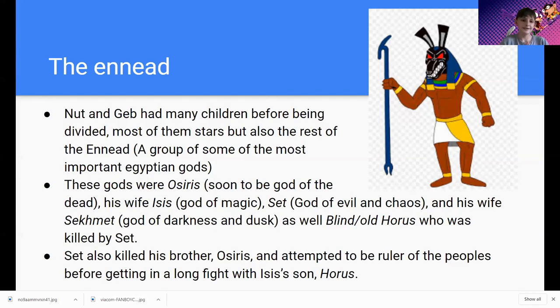Osiris, I'm going to set this up. Get ready for this. Osiris lived on Earth. He was the king of the people. He was the first pharaoh. He taught them how to farm, and he and his wife generally were well regarded. People were big fans. And Set was very jealous, and also he was not a good guy.